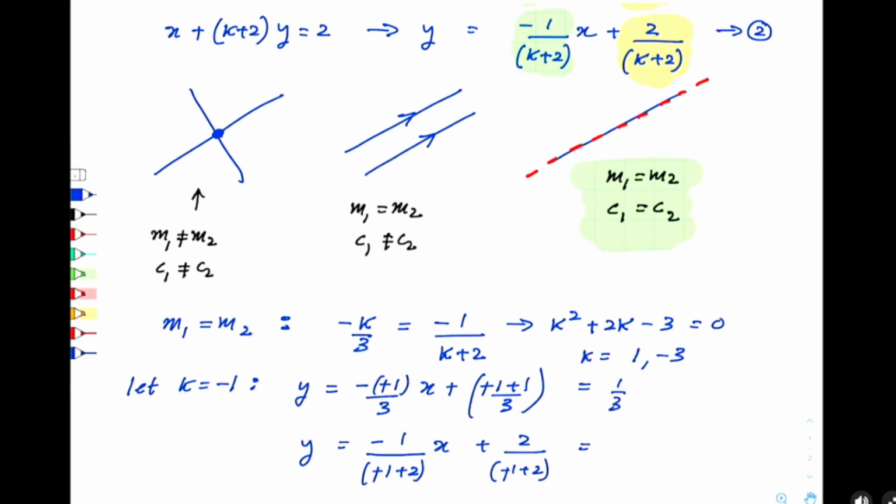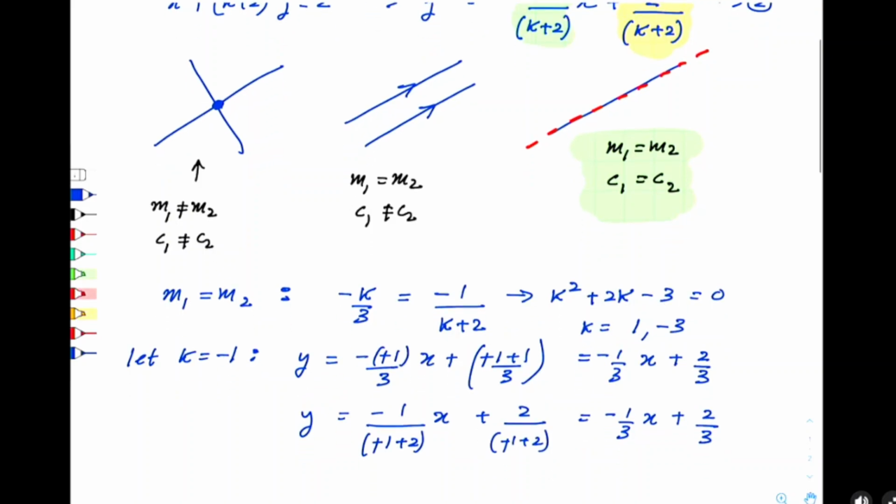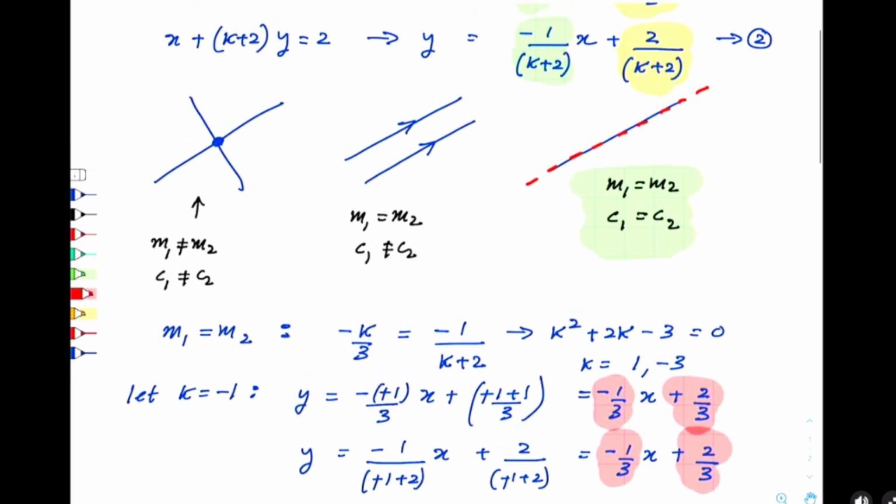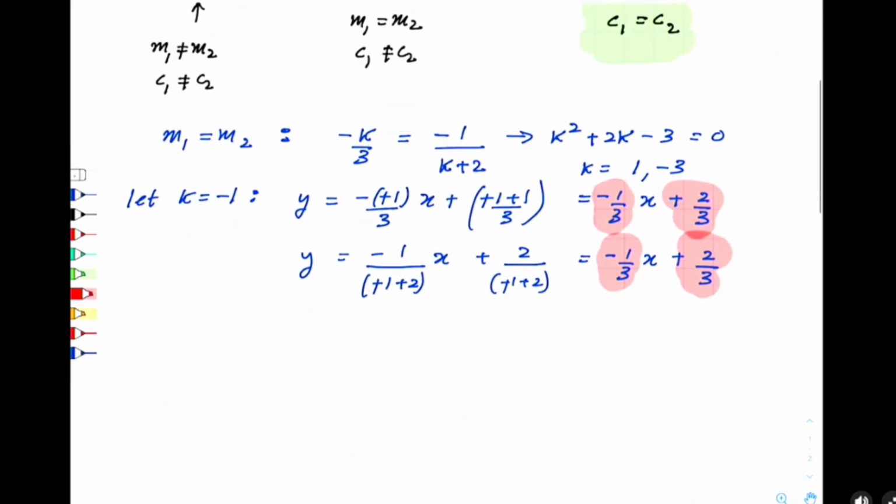So now it should be 1 divided by 3 x plus 2 divided by 3. Here you get minus 1 divided by 3 x plus 2 divided by 3, yeah? So that means when k is equal to minus 1, you can see that the m's are the same, the c's are the same, right? So when k is equal to minus 1, both the conditions are satisfied.